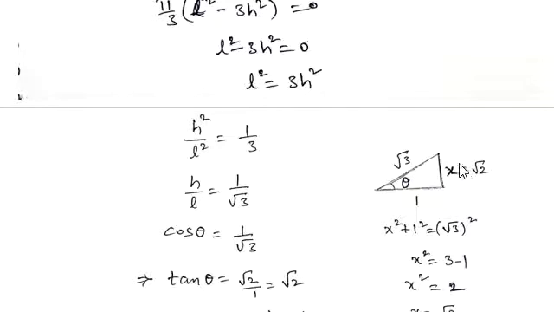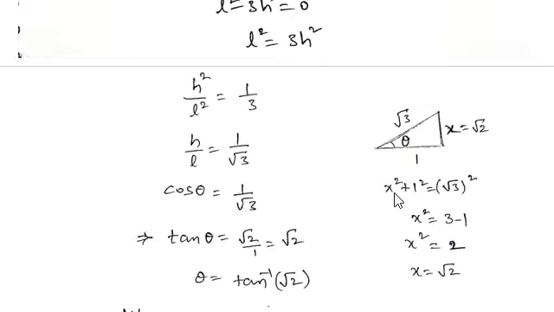Once again from the Pythagoras theorem, side square plus side square is hypotenuse square. So x square plus 1 square is equal to root 3 whole square. So x square is equal to 3 minus 1, which is 2, so x is root 2. So this opposite side is root 2. We know tan theta is opposite by adjacent, so root 2 by 1 is nothing but root 2, or theta is equal to tan inverse root 2.